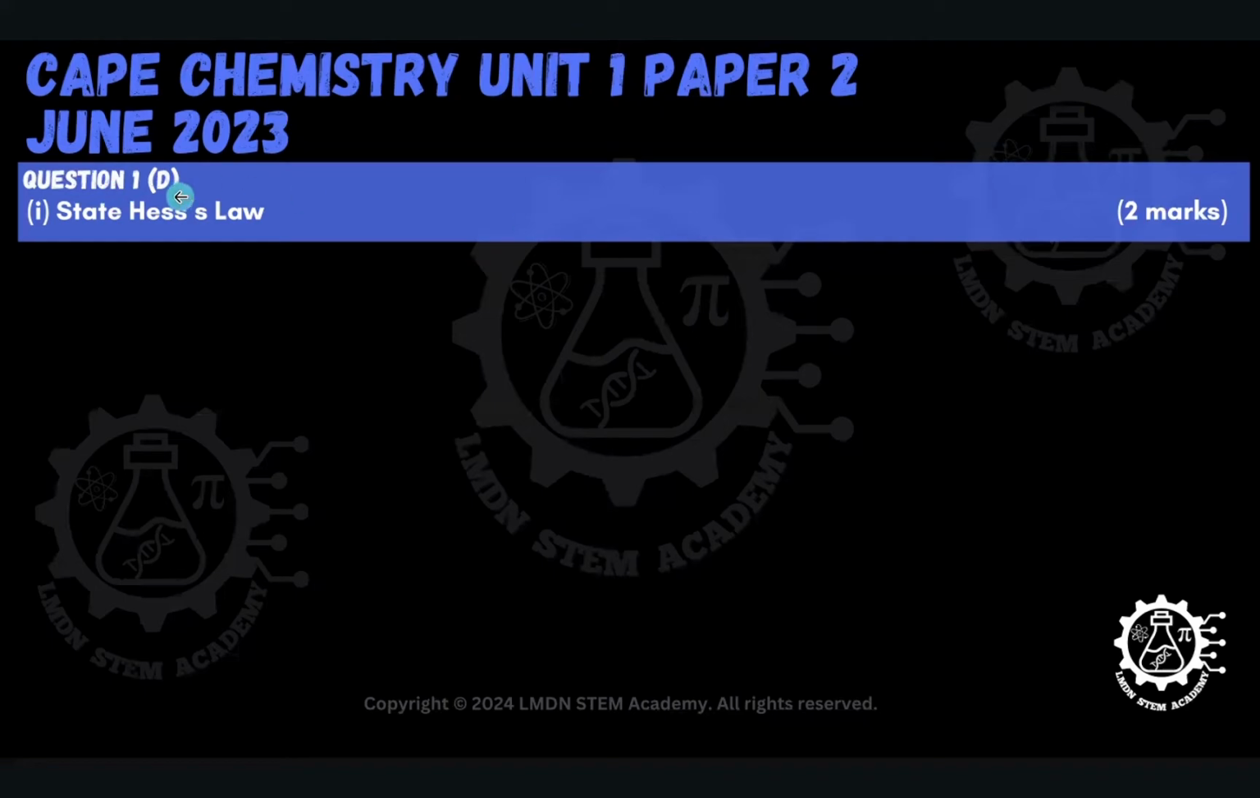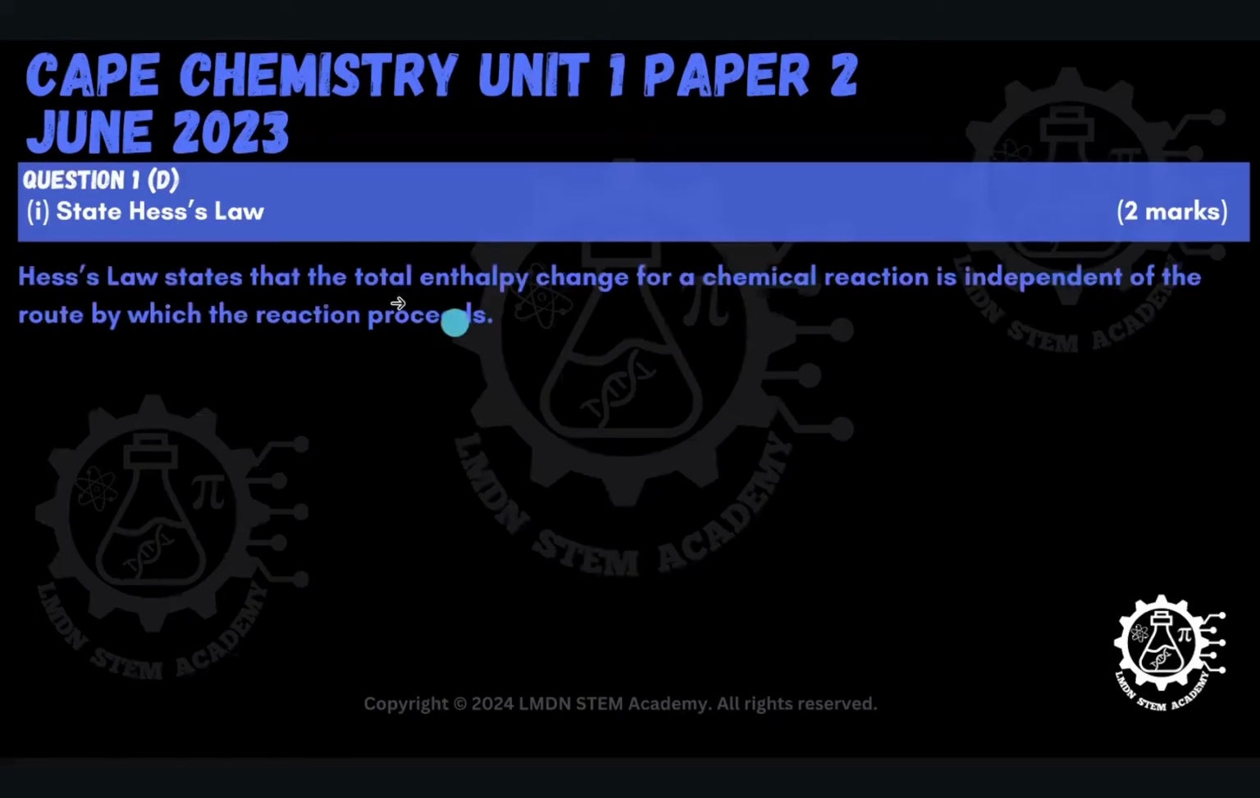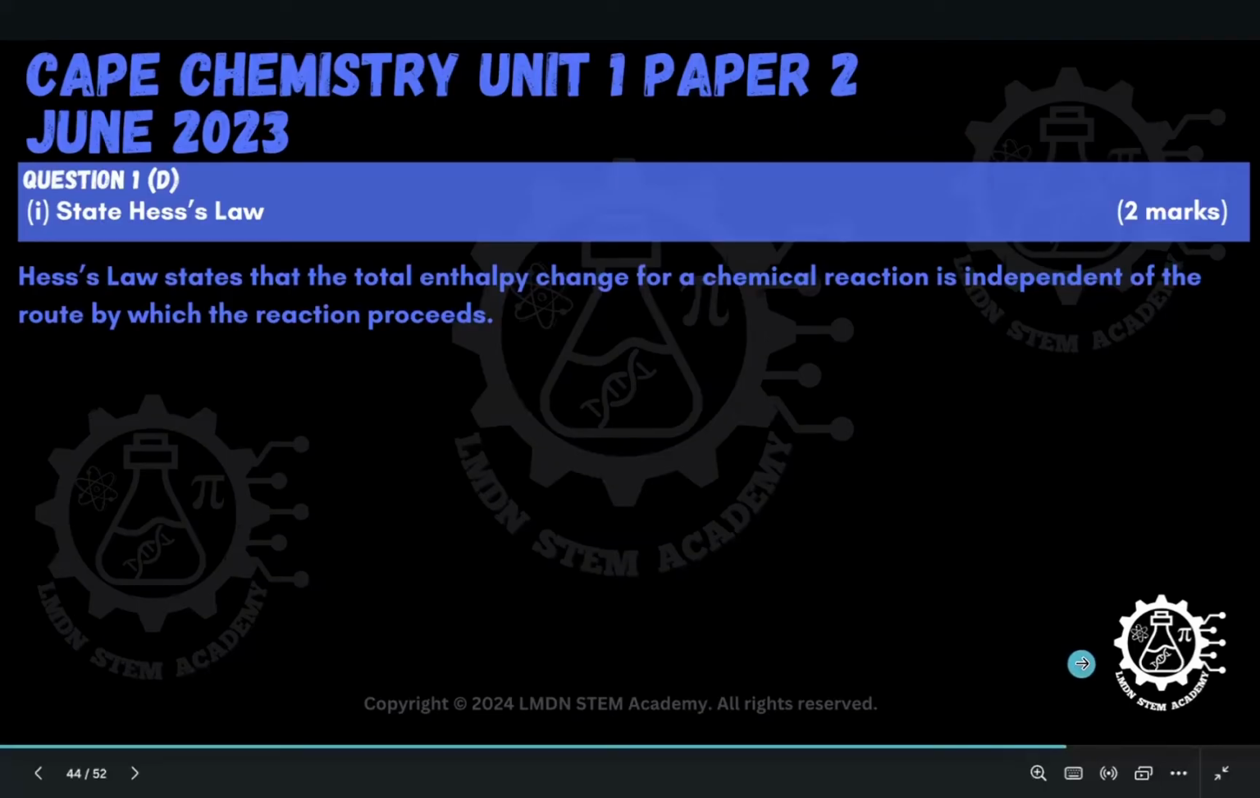So this is question 1D, and part 1 is asking us to state Hess's law. Now, Hess's law states that the total enthalpy change for a chemical reaction is independent of the route by which the reaction proceeds, okay? So there are multiple ways by which a reaction can proceed, and whichever route it takes, the total enthalpy change will end up being the same. And so we will work through that in a little bit more detail later on into the question, okay? So that was D part 1, okay?